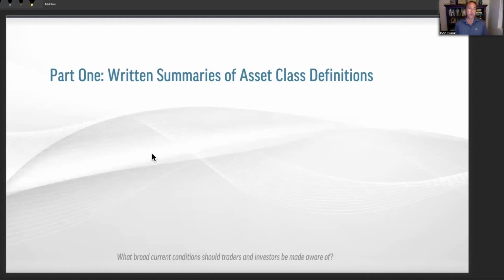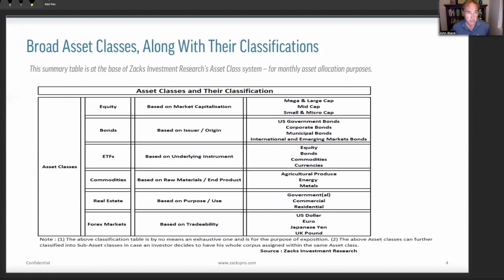First off, of course, we need the written summaries of asset class definitions. Everybody knows some of the language here, but we need to make sure it is uniform from me to you and across other groups of people out there talking to you about asset class and asset allocation. So, broad asset classes, along with their classifications.